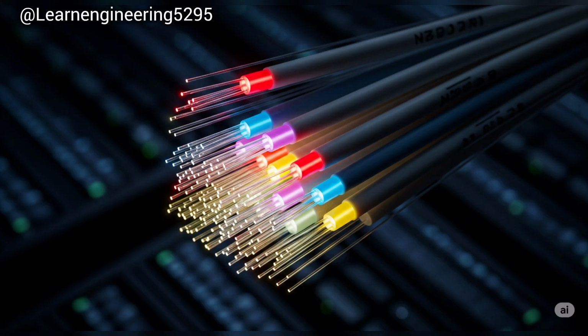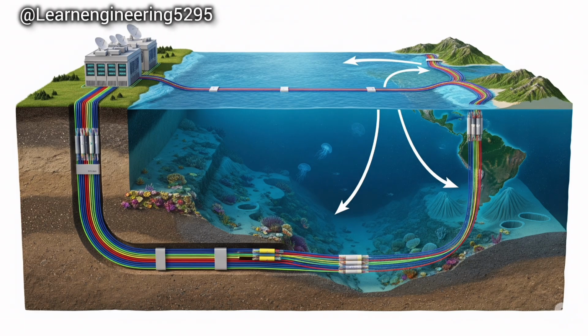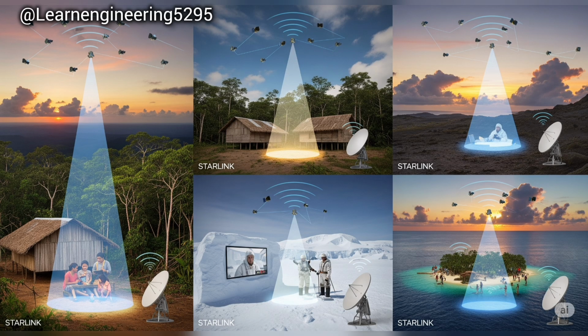These are thin glass wires that carry data using beams of light. These cables run under the ground and even across oceans, called submarine cables, connecting countries and continents. Some connections are made using satellites beaming signals directly to remote areas. This is how companies like Starlink are bringing internet to places without cables.